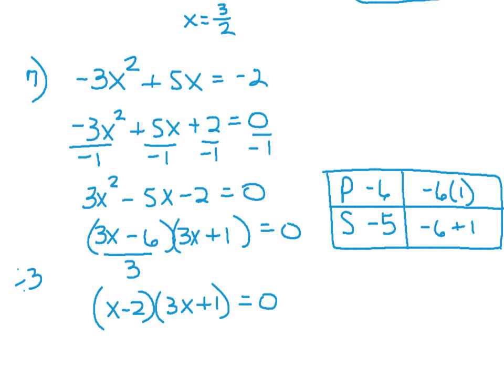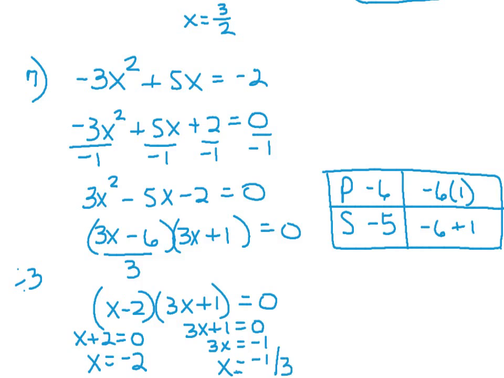X minus 2 is equal to 0. We'll add 2 on either side. X is equal to 2. And here we have 3x plus 1 equals 0. We'll subtract 1 on both sides. 3x is equal to -1. Divide both sides by 3. X is equal to -1/3. So the two roots that I have are 2 and -1/3.